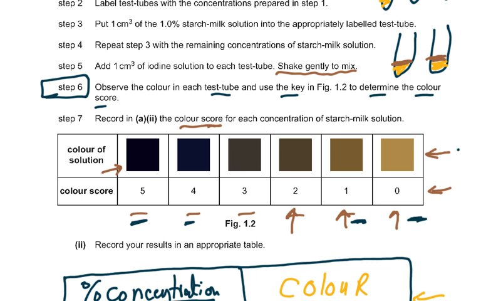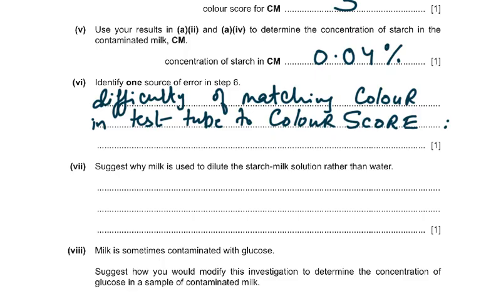Well, you have this key here, but I'm looking at it and this color doesn't seem very clear, and it looks as if it's this color. So what it says is difficult. So the source of error is difficulty of matching the color in the test tube to the color score, which was given on the paper.